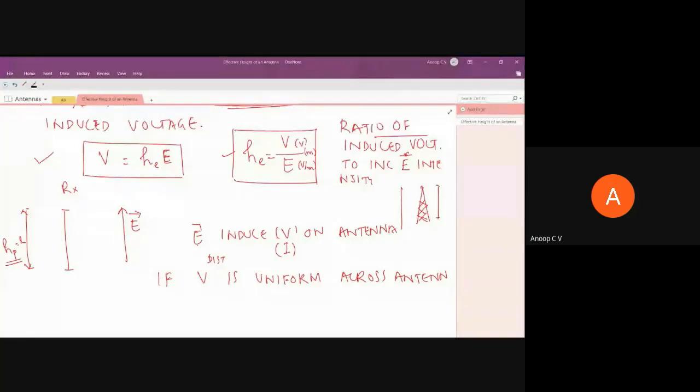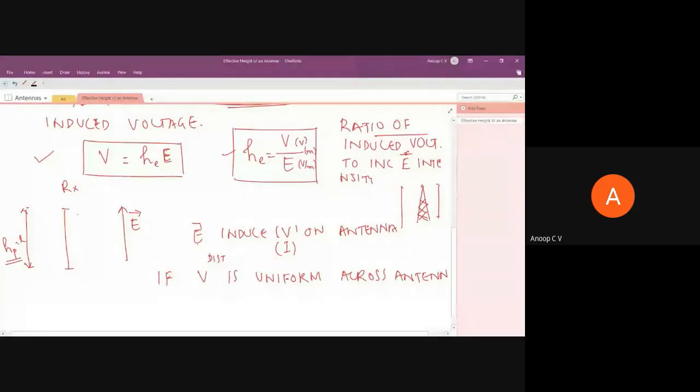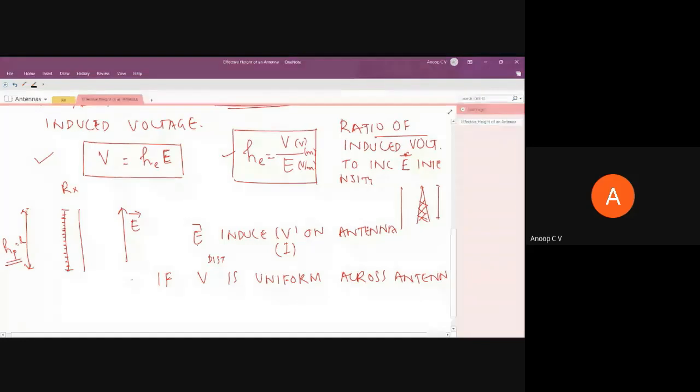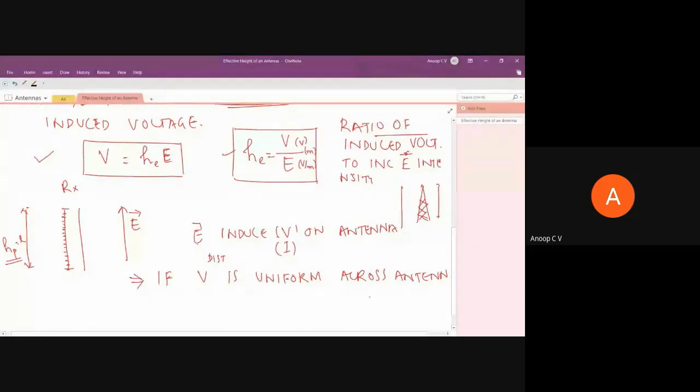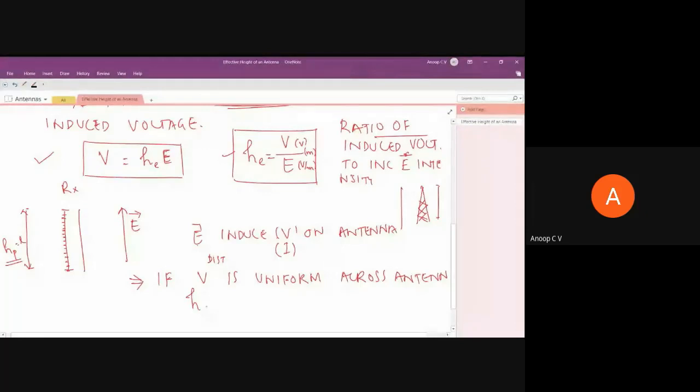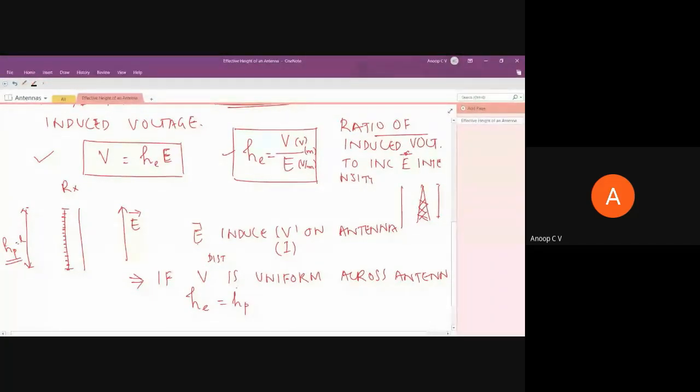So what I'm telling is, if the voltage induced across the antenna is uniform, or the current induced is uniform, that is, the current and voltage induced are the same everywhere along the length of the antenna. If I can draw the distribution of voltage like this, some constant, or current like this, then this is case one: if the voltage induced is uniform across the antenna, the effective height should be equal to the physical height.